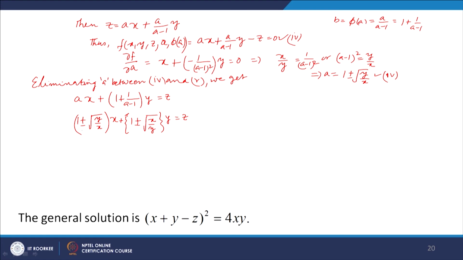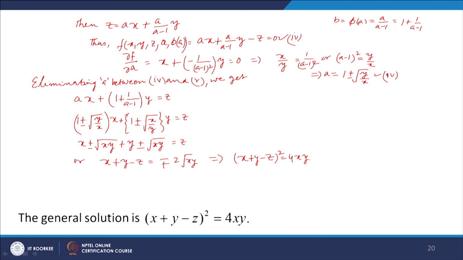This is what we get: x plus minus under root x y, plus y plus minus square root x y equal to z. So, I can also write this as x plus y minus z equal to minus plus 2 under root x y. Now, squaring both sides, I get x plus y minus z whole square equal to 4xy. So, that is the general solution.